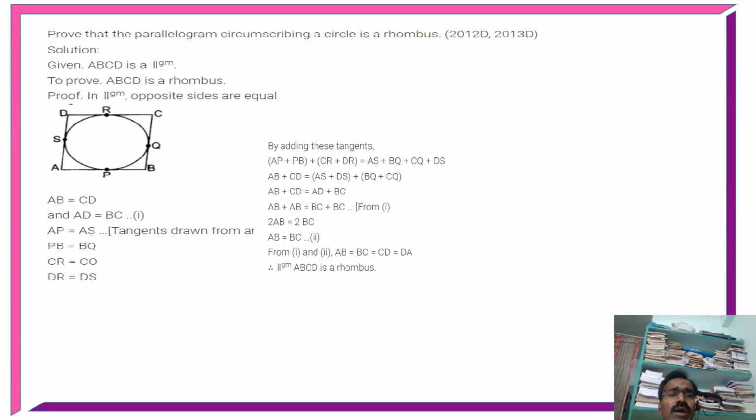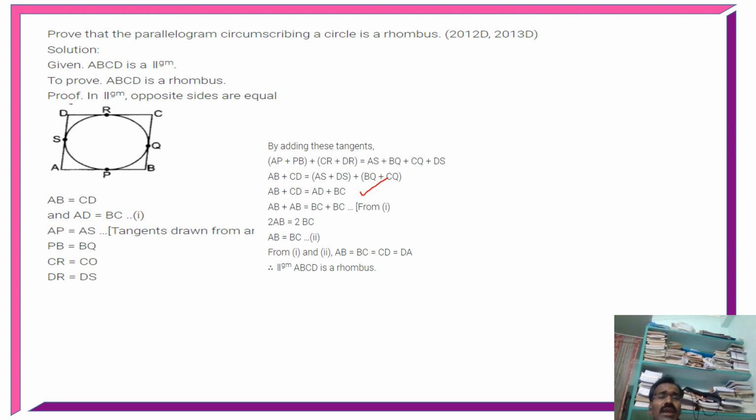Prove that a parallelogram circumscribing a circle is a rhombus. Here it is given many times. Previously we have discussed how to prove AB plus CD equals AD plus BC. Up to these steps are the same, students. Tangents drawn from external points are equal in length, we'll write, and then we'll add all these up. Till this step it is the same, students.